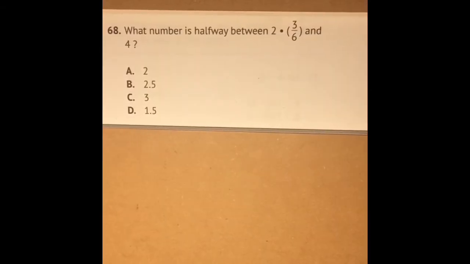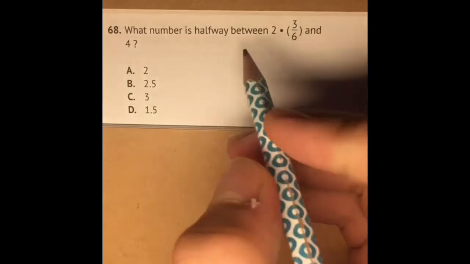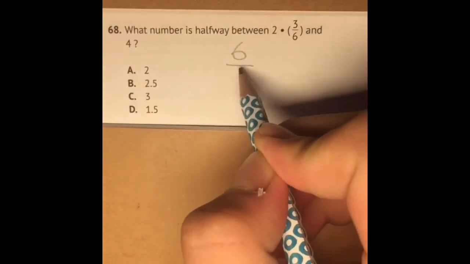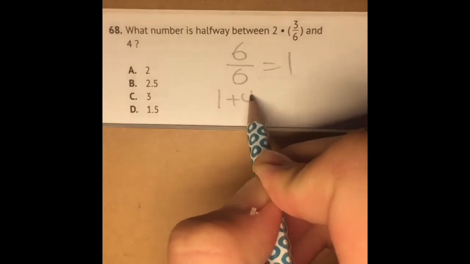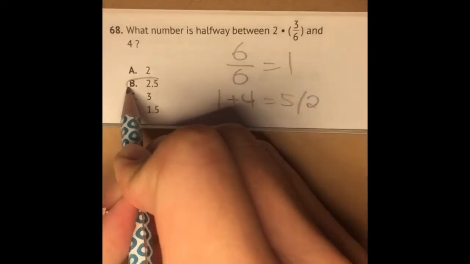What number is halfway between 2 times 3 over 6 and 4? Alright, so 2 times 3 over 6, that gives us 6 over 6, or 1, and 1 plus 4 is equal to 5. 5 divided by 2 is equal to 2.5.